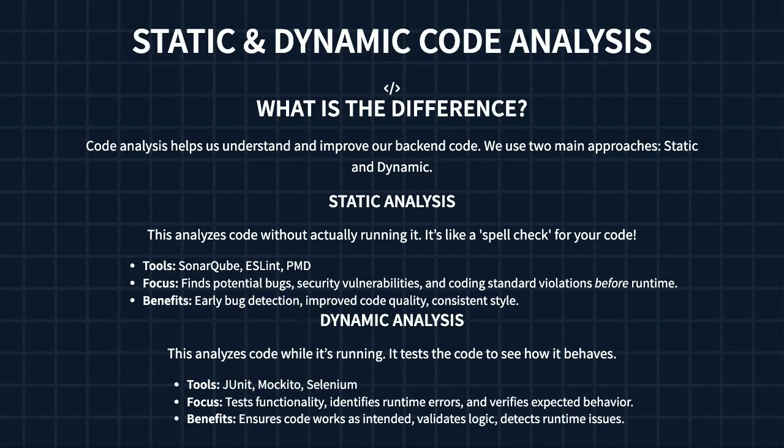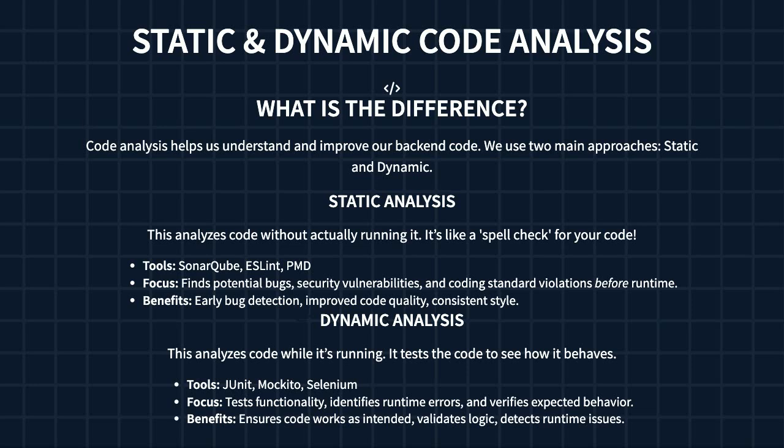Okay, let's talk about how we check our backend code, specifically static and dynamic analysis. Static analysis is like a really thorough review of your code before you even run it. It's essentially a spell checker that looks for potential problems, style issues, and security weaknesses. Tools like SonarQube can help with this.